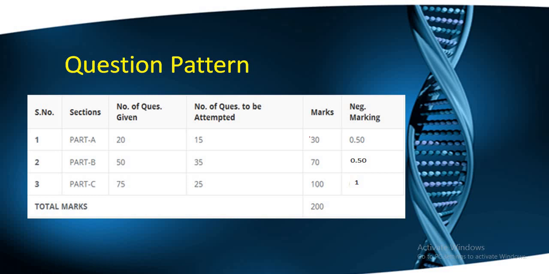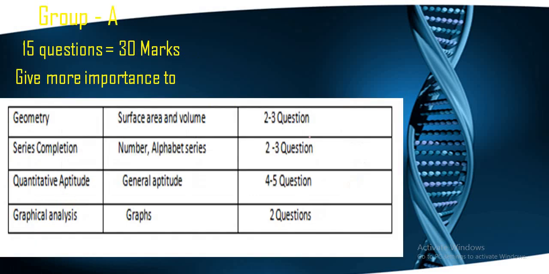There are important things in the aptitude part, which are usually geometry, series completion, quantitative aptitude, graphical analysis. The number of questions that come from quantitative aptitude is 4 to 5. So if you can practice this part, if you can put more emphasis on quantitative aptitude, you can attempt around 4 to 5 questions. So 4 to 5 questions means 10 marks. So you don't need to cover the entire thing.